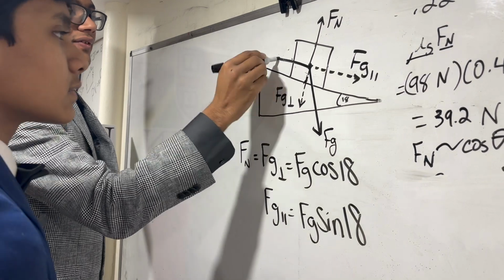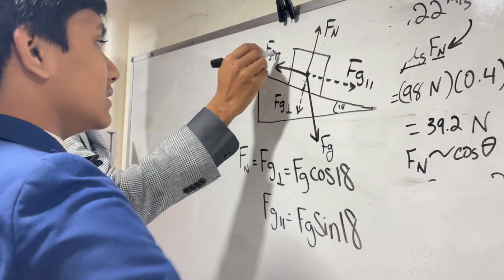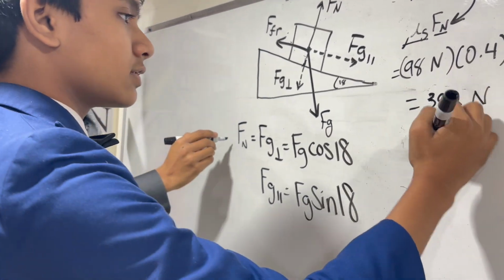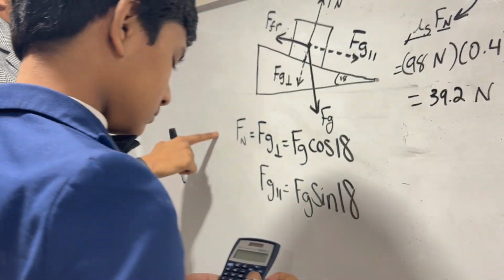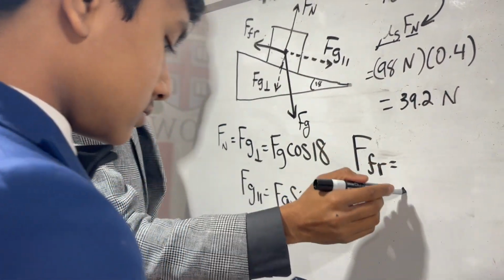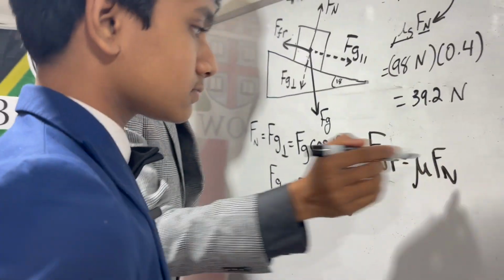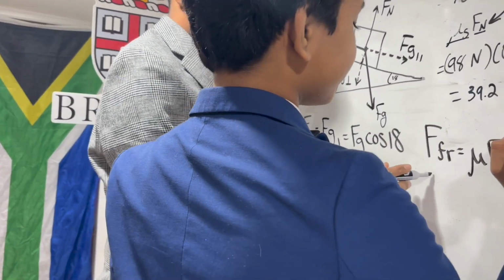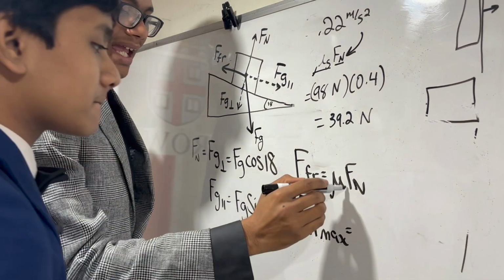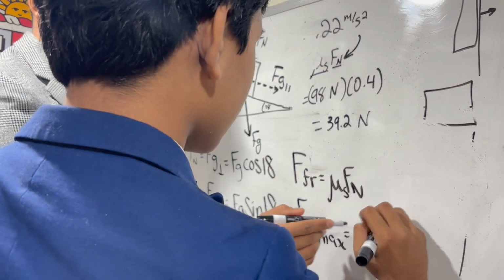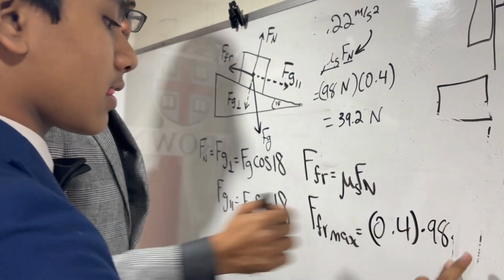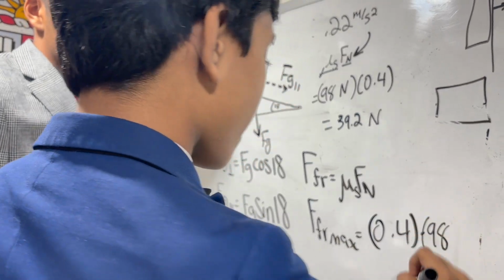And this is FF. Oh, okay, I see. So that means if you multiply this by mu, you get the force of friction. Force of friction is mu Fn. So the maximum force of friction is going to be mu s, the static friction, which is 0.4, times the normal force. Not 98.